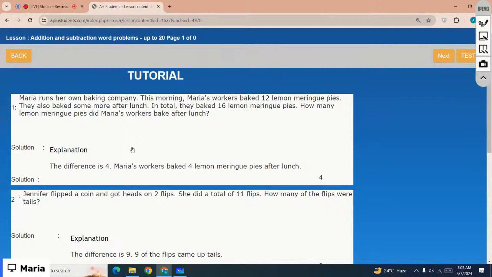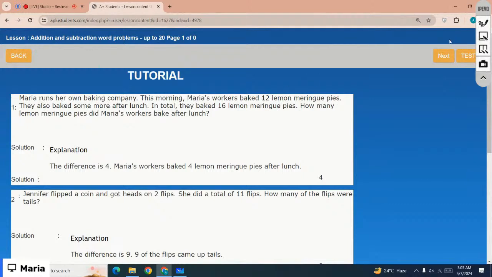Right? So, these are the mixed questions. You have to understand from the statement whether you have to add or subtract. They baked 12 pies before lunch and in total they baked 16. So you need to find the lemon pies they made after lunch. So you have to subtract: 16 take away 12 is 4. That means the ones they baked after lunch are 4. The correct option is 4.